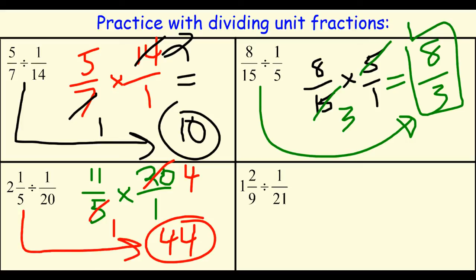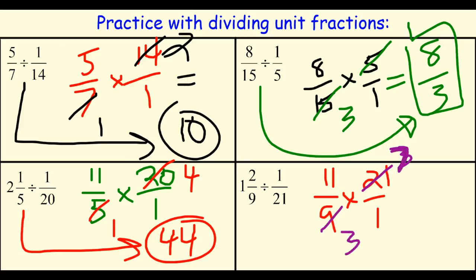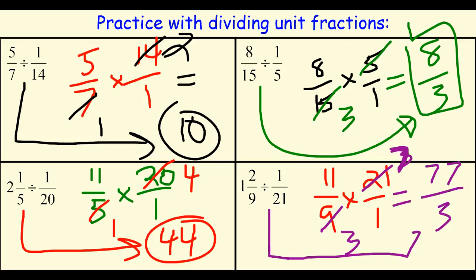And then for 1 and 2 ninths, again, we have 11 ninths. We're going to multiply by 21. 21 and 9 can both be divided by 3. All right, so that is 7 and 3. 11 times 7 is 77. 3 times 1 is 3. And so 1 and 2 ninths divided by 1/21 is 77 over 3, or 77/3. It takes 77/3 of a 21st to make 1 and 2 ninths, which means that we can't make 1 and 2 ninths just out of 21sts. It takes a little piece of the 21st to actually make that happen.